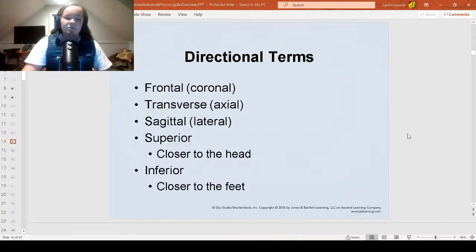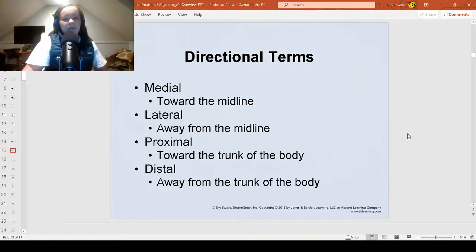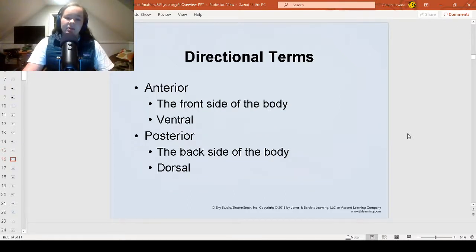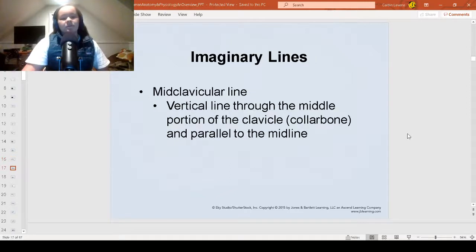We have frontal, transverse, axial, sagittal, which is lateral; superior, meaning closer to the head, inferior, meaning closer to the feet; medial, towards the midline, lateral, away from the midline; proximal, towards the trunk of the body, distal, away from the trunk; anterior is the front side of the body, or ventral; posterior is the back side of the body, or dorsal.